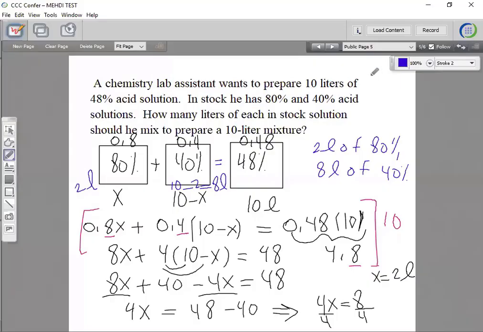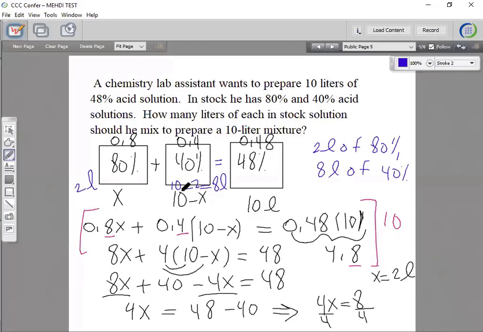So the question now is, can I switch this around? Can I assume that I have X liters of 40% and the rest goes to 80%, which becomes 10 minus X? Yes, you can do that. But if you set that up the other way around, then you would get 80% times 10 minus X plus 40% times X. When you solve that equation at the end, you don't get 2 for X, you would get 8 for X. You can actually try it. You would get X equal to 8.